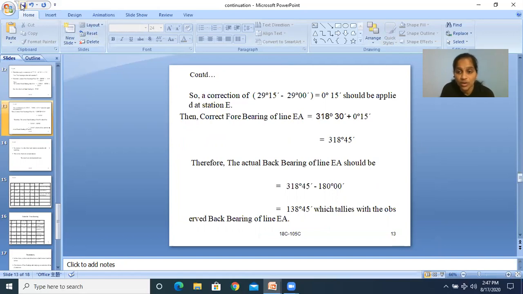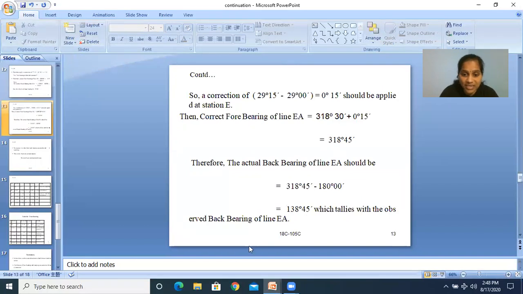Then the back bearing of EA line is correct because it is observed from station A, and station A is free from local attraction. Hence, the observed back bearing of EA line is correct. So we will check. Therefore, the actual back bearing of EA line should be the actual forebearing plus or minus 180, because 318 is greater than 180. Hence, 318 degrees 45 minutes minus 180 degrees. So this is 138 degrees 45 minutes.